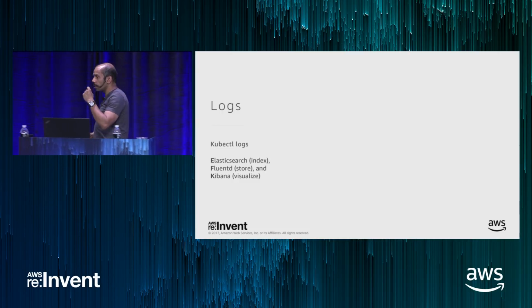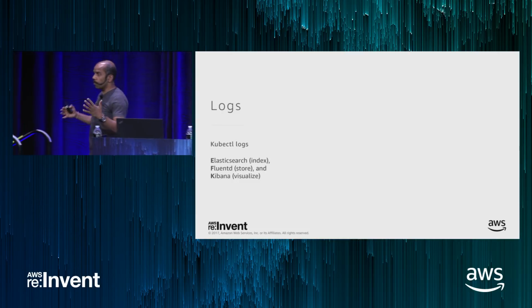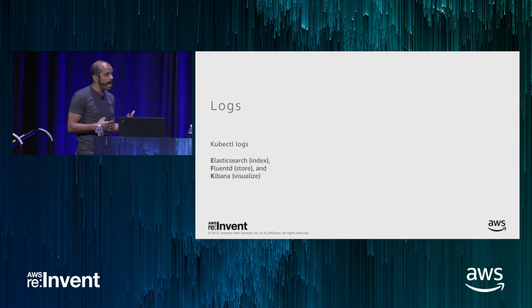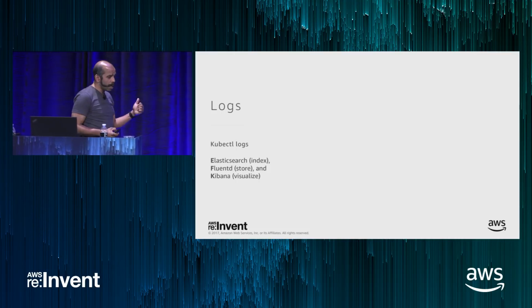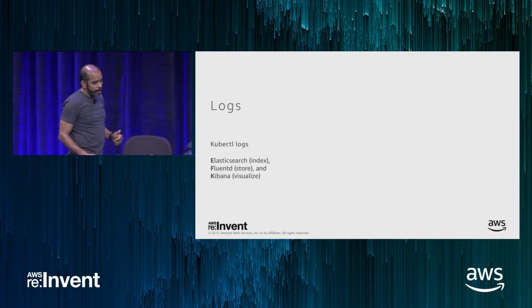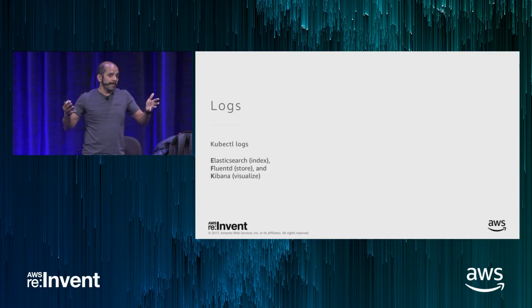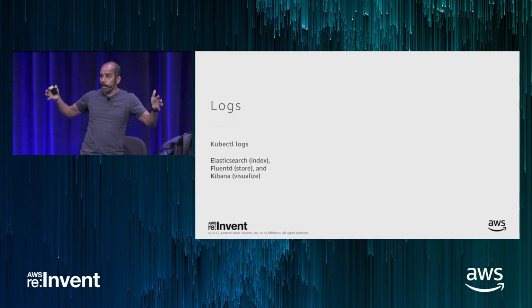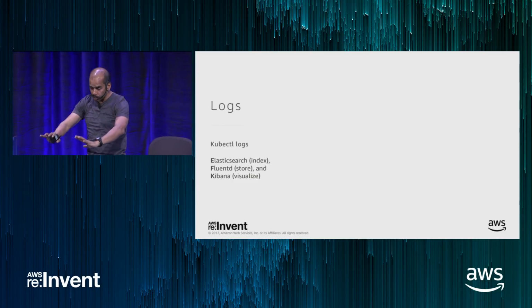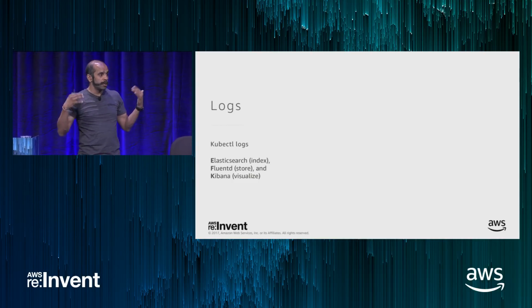Now, the other stack, so to say, there are lots of ways people use it, but the other stack that we have seen our customers using is the EFK stack, which is essentially a combination of Elasticsearch, Fluentd, and Kibana. Okay, so let's take a look at it. What happens? Well, first of all, Elasticsearch is what is used for indexing your data, and Fluentd is essentially where your data is stored, and Kibana is a visualizer.